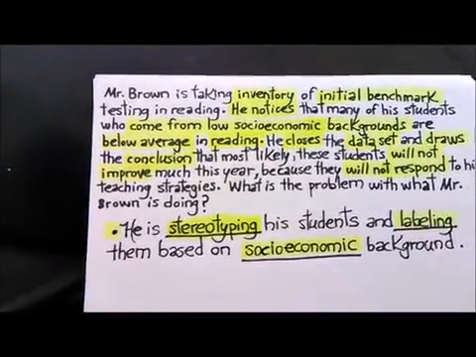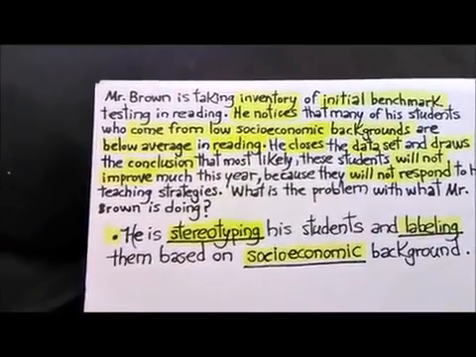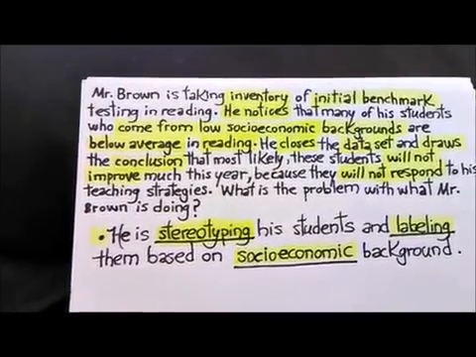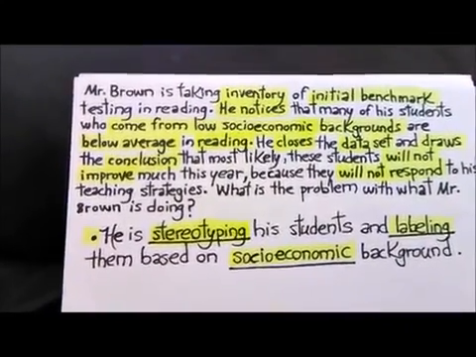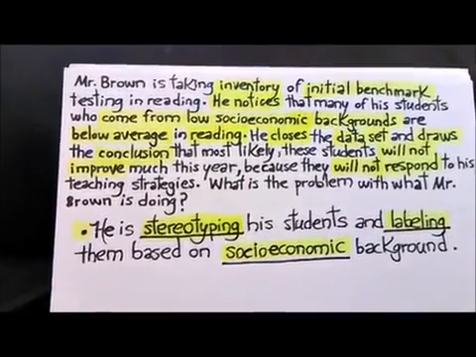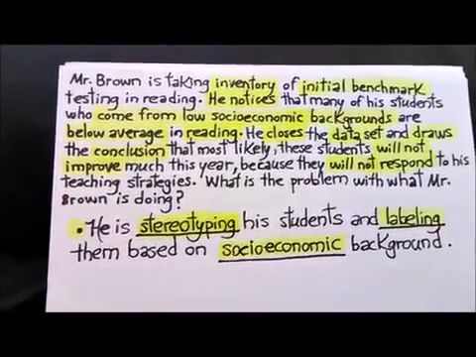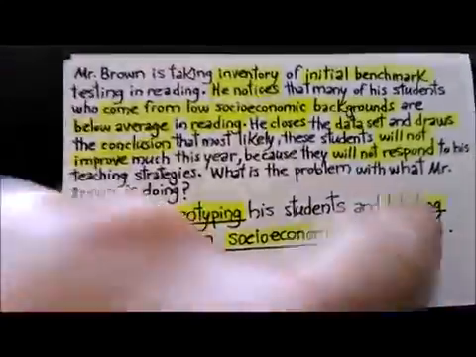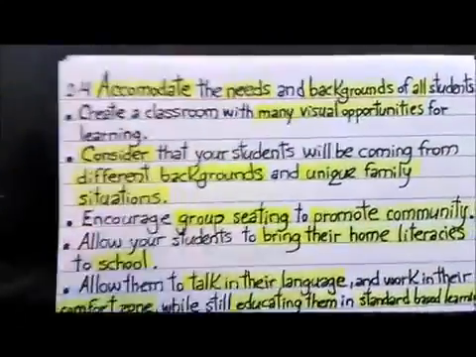Mr. Brown is taking inventory of initial benchmark testing in reading. He notices that many of his students who come from low socioeconomic backgrounds are below average in reading. Well, he closes the data set and draws a conclusion that most likely these students will not improve much this year because they will not respond to his teaching strategies. What is the problem with what Mr. Brown is doing? He is stereotyping his students and labeling them based on socioeconomic background. That's the problem he has.